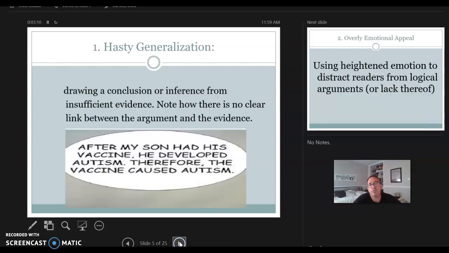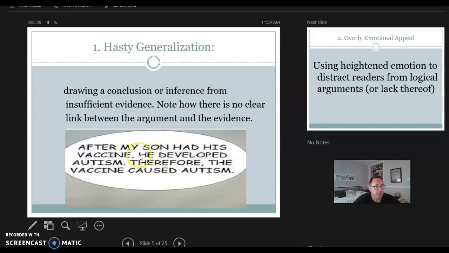So let's start with the first one, which is called hasty generalization. So this is when we draw a conclusion or inference from insufficient evidence, right? So in this one, after my son had his vaccine, he developed autism. Therefore, the vaccine caused autism. So based on this scant amount of evidence, this boy had a vaccine and then developed autism, the person is drawing this conclusion. Therefore, the vaccine must have caused this.